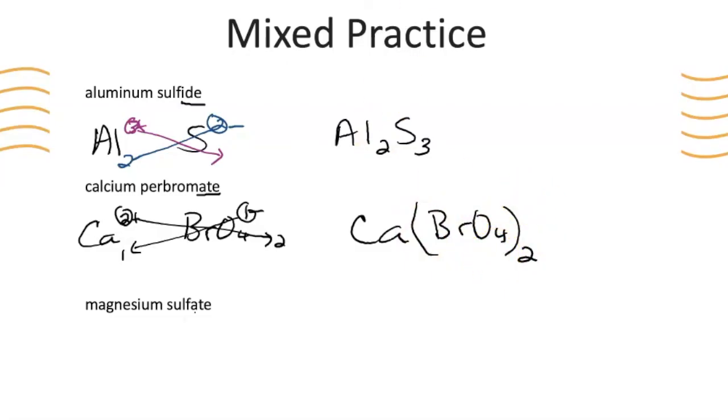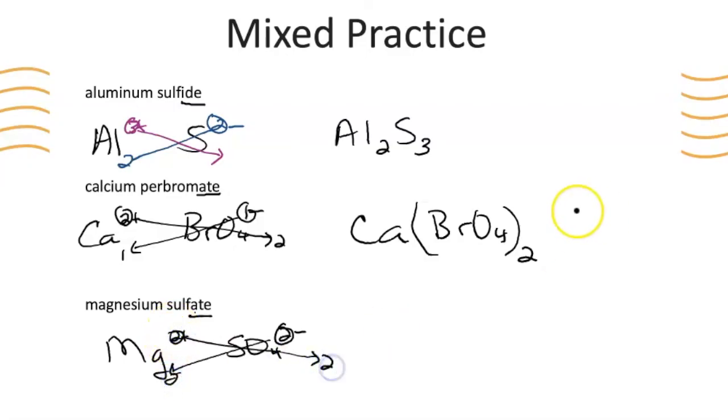Our next example is magnesium sulfate. And if we see ATE, that is an indicator that we're going to use our polyatomic ion table. Magnesium is in group 2, so we have a 2 positive charge, and sulfate, SO4, with a 2 negative charge. We already see that when we do our drop swap, the subscripts will be the same, so we will just write magnesium sulfate.